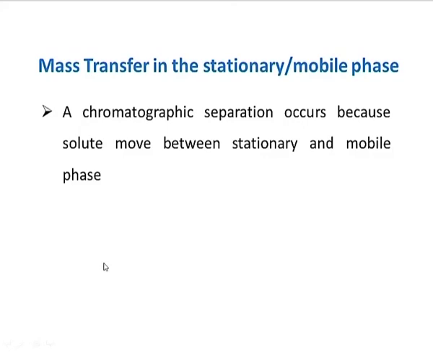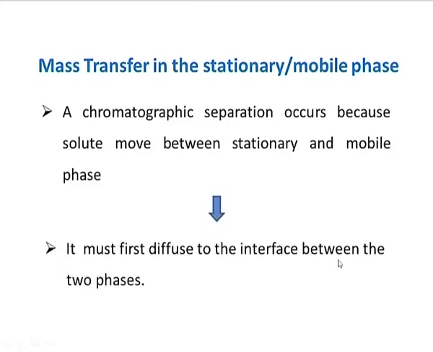Now, imagine that the chromatographic separation occurs because the solute will move between the stationary and mobile phase. It means the solute will need some time to move to an interface between the stationary and the mobile phase, where actual separation and distribution would have to take place. So, what it means is the solute particle must first diffuse to the interface between the two phases, that is the mobile phase and the stationary phase.